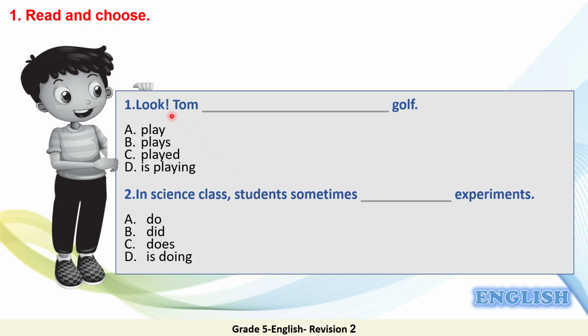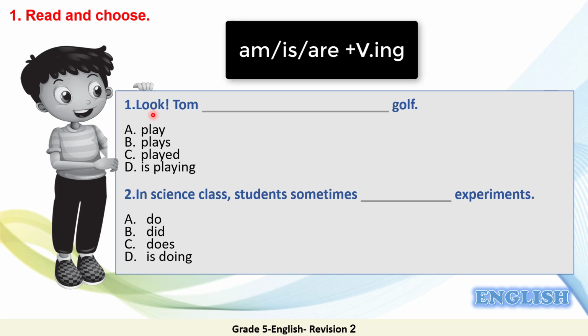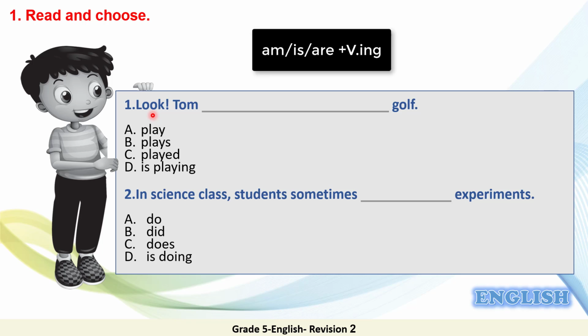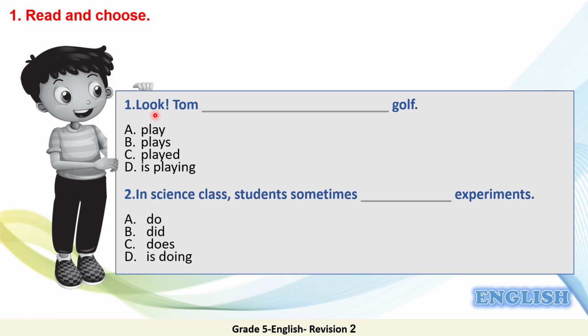The word look is a key word that refers to the present progressive. And the form of the present progressive is am, is, or are plus verb plus ing. So the correct answer is, good job, is playing. Can you do the second one? Pause the video and try. Have you finished? Let's do it.